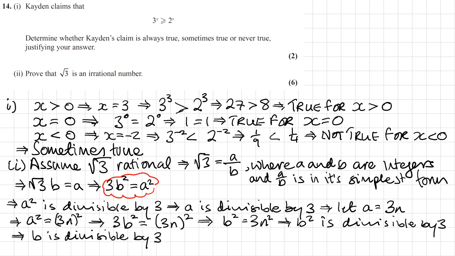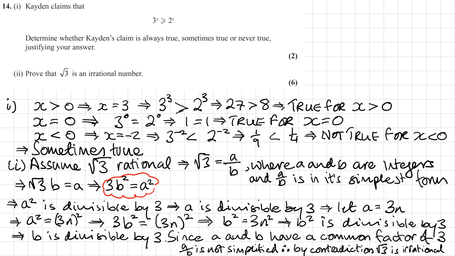Now here's our contradiction, because in the original statement we said a and b are integers where a over b is in its simplest form. I've just shown that a is divisible by 3 and b is divisible by 3. So both of these numbers can be divided by 3 and simplified, but we said it's already been simplified. So there's our contradiction. So my final statement is going to be this. Since a and b have a common factor of 3, or a and b can both be divided by 3, a over b, which we have here, is not simplified where we said it's in its simplest form. Therefore, by contradiction, square root of 3 is irrational.